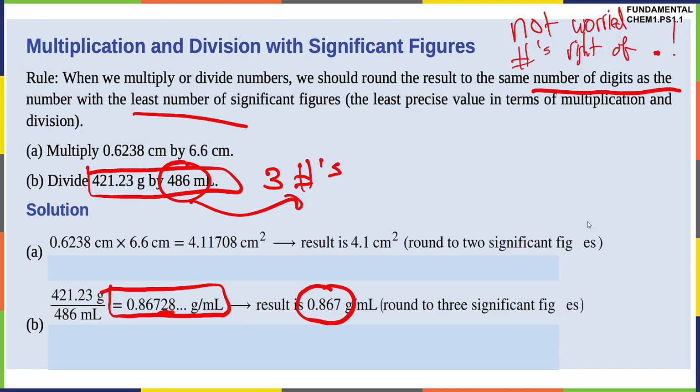Now let me show you one more time. If this would have been 0.867, to get this to 3 sig figs, you'd have had to say 0.868. So those are the rules for addition, subtraction, multiplication, and division.